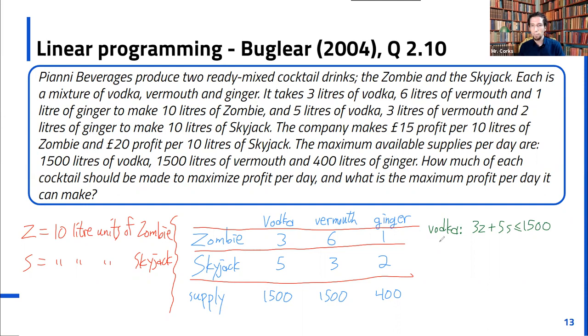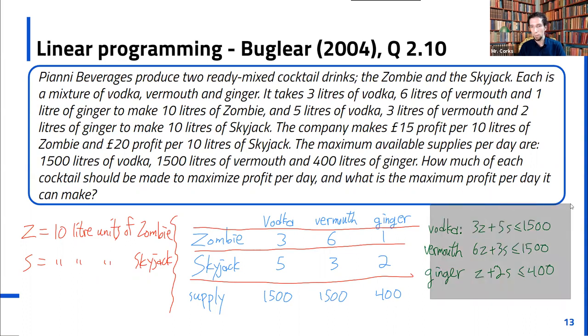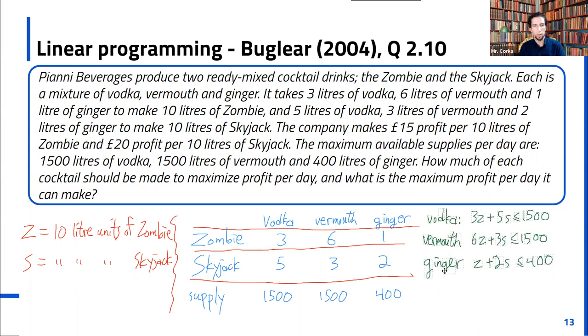And then the exact same thing we can do for the other two. So vermouth will be 6Z plus 3S less than or equal to 1,500, and ginger Z plus 2S less than or equal to 400. All right, that is the setup. Sorry, there's one more thing that we need, but I'll just take a moment and talk about the variables, and then we'll add the last part here.